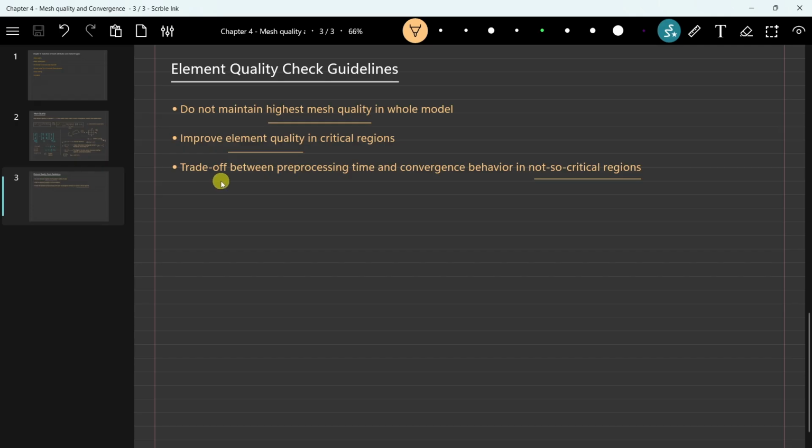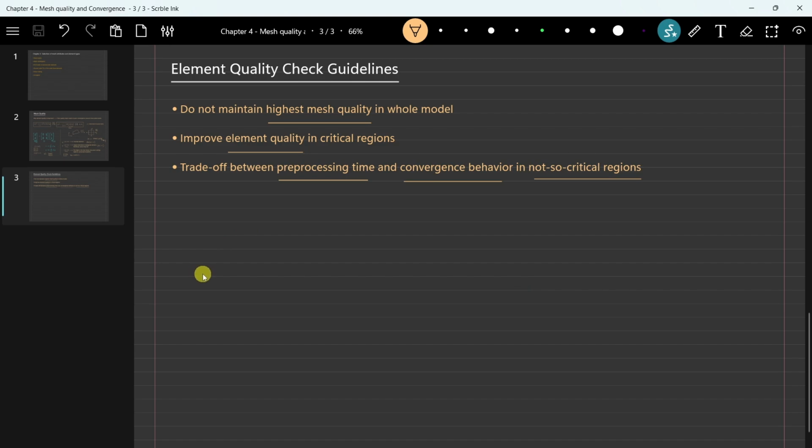We need to strike a balance between pre-processing time, that is the time spent in generating a high quality mesh, and the convergence behavior. Too poor quality means convergence issues, and very high quality mesh means high pre-processing time. So we need to strike a balance between these two things. And the guideline is simple: maintain high quality mesh in critical regions, and maintain moderate quality mesh in not so critical regions.